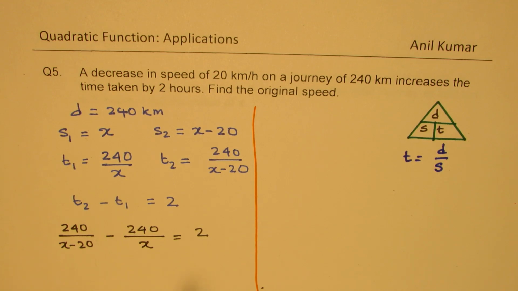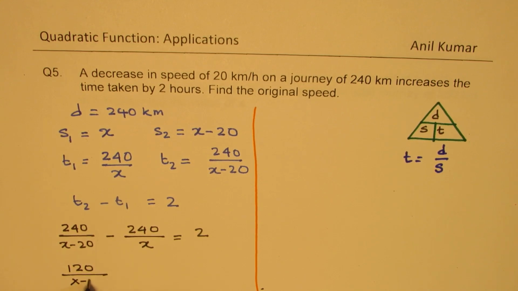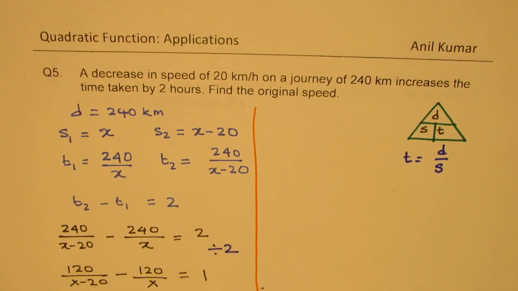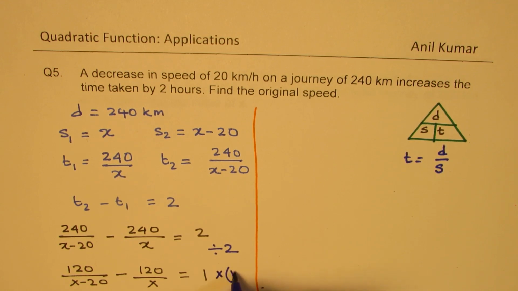Correct? Now if I divide by 2, I could write this as 120 over x minus 20 minus 120 over x is equal to 1. So just divide by 2 all the terms, right? So what we did here, divide by 2 all terms, correct? So we have a simplified equation to work. And the next step will be, now we are going to multiply by x times x minus 20. Do you see that? So we are now going to multiply by this, x times x minus 20.